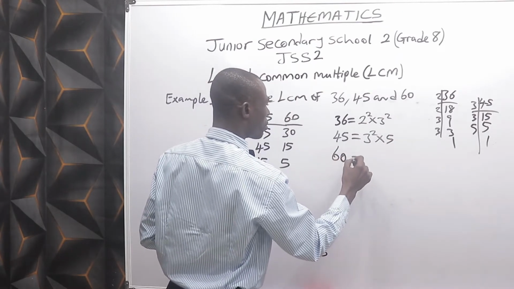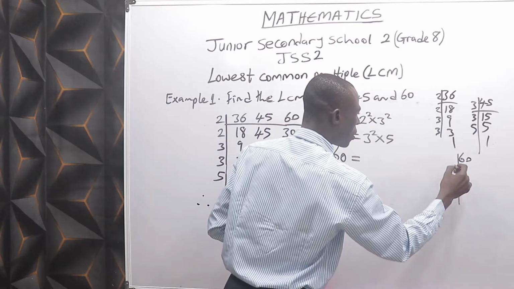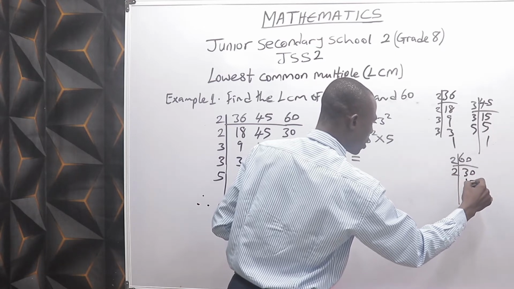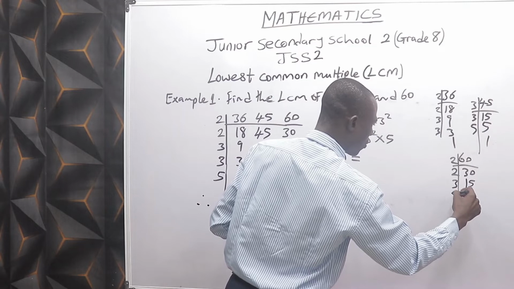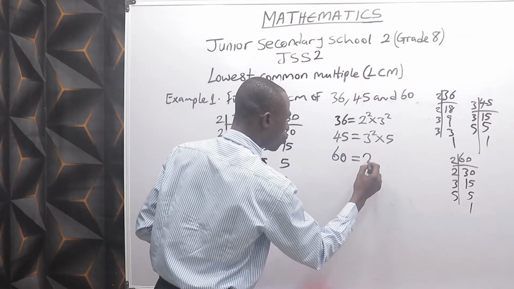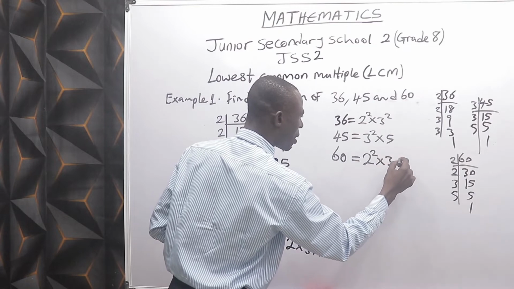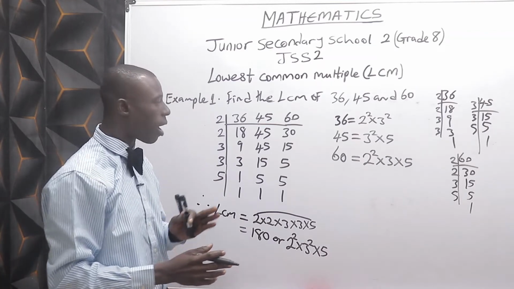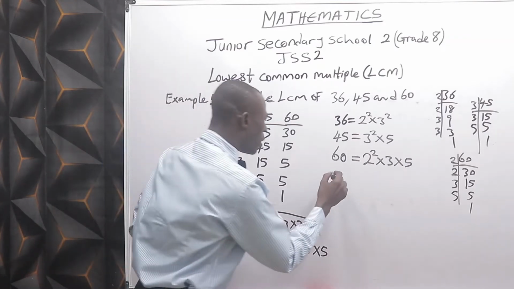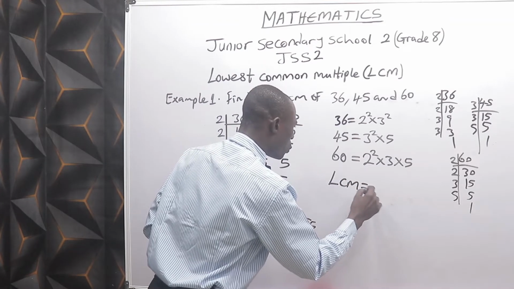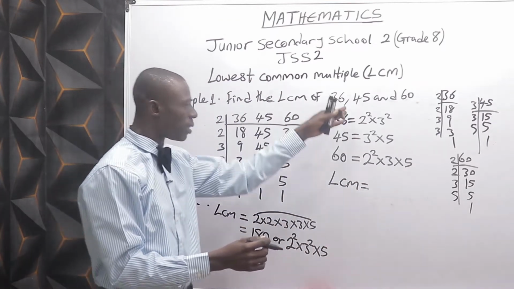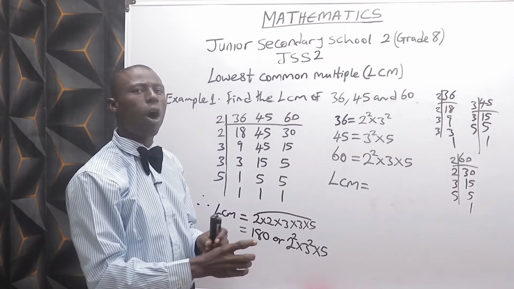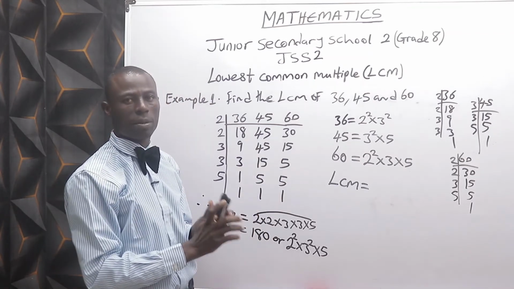Next is 60. 2 in 60 is 30. 2 again in 30, that's 15. 3 in 15, 5. 5 in 5, 1. So 60 is 2 raised to power 2 times 3 times 5. The logic here is simple, but you have to be very meticulous. The LCM, the lowest common multiple in this regard, is obtained by taking the product of all the available prime factors in the 3 numbers.